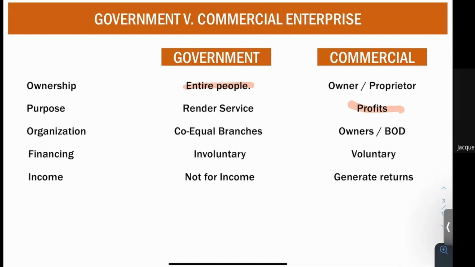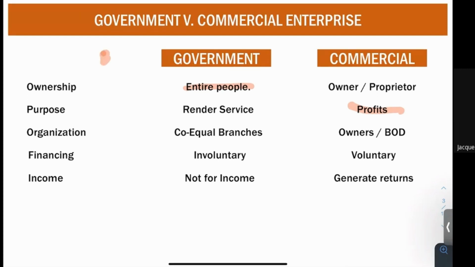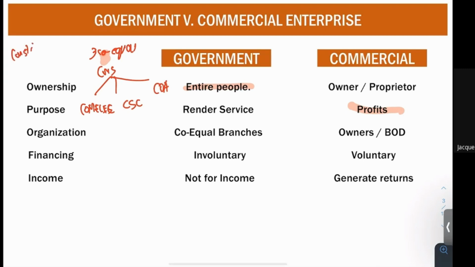And a while back, we also said that the government, aside from the three co-equal branches, has your constitutional commissions. What are these constitutional commissions? We have three: your COMELEC, your Civil Service Commission, and lastly, your COA. Why do we say they are constitutional commissions? They are constitutional commissions because they are created by the Constitution.